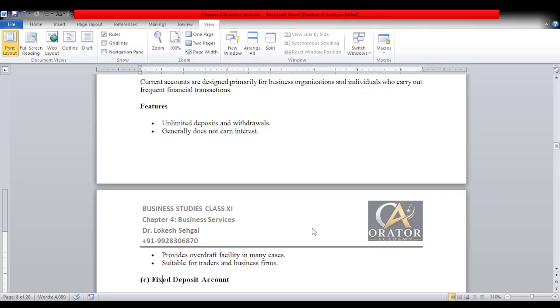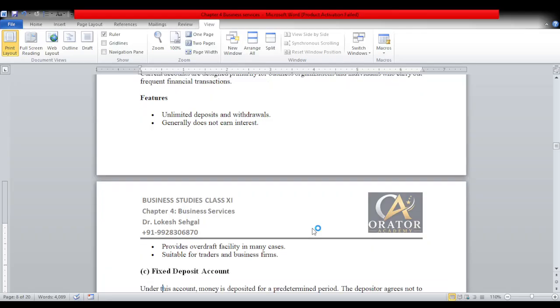So they are using this particular kind of current account, and because of making payments through this account on a regular basis, this bank account does not earn any interest at all. So you are working through this bank account if you are a trader or a business firm.